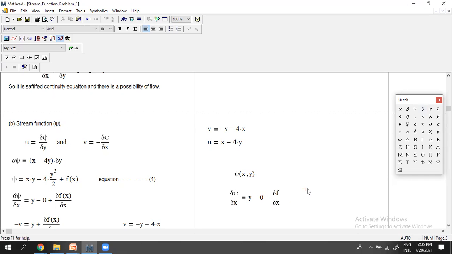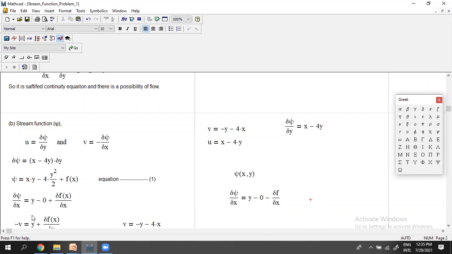Okay. Now you might have a question in your mind: why did I consider a function of x, not y? But if this one, what is del psi by del y? From here, if you write down del psi by del y, this term is equal to u, right? What is my u? X minus 4y.